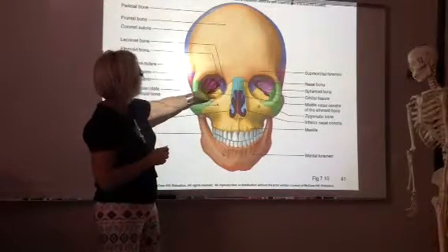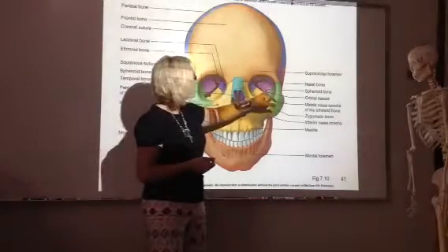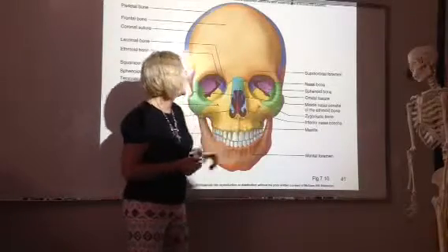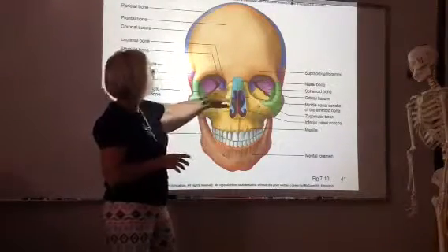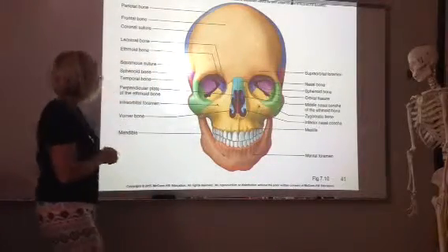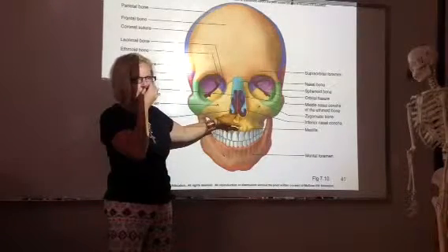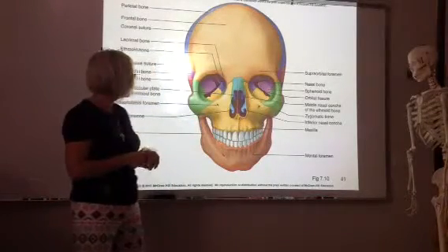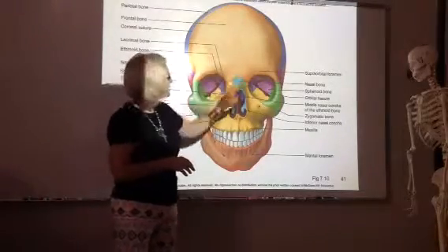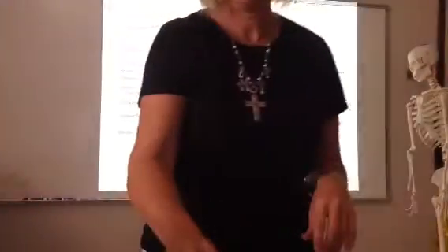The ones that are in your eye sockets, probably not so much. Sphenoid is in the back of your eye socket. Some of those I probably won't ask. Nasal, the top part of your nose, I do expect you to know. The vomer is the bone that separates the 2 compartments of your nose. But these inner eye sockets I probably won't have you memorize.